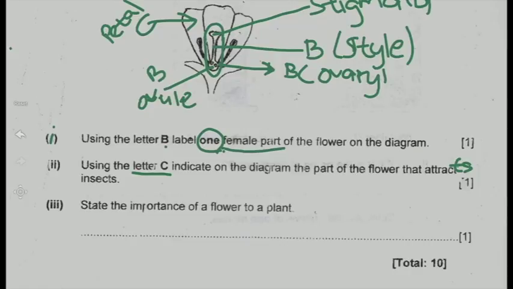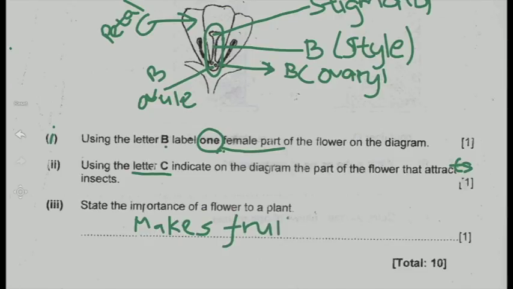Because when we mention the function of the ovary here, the ovary grows to be the fruit, and the ovules grow to be the seed. So let's come to the question. State the importance of a flower to a plant. It is important because it makes fruits.